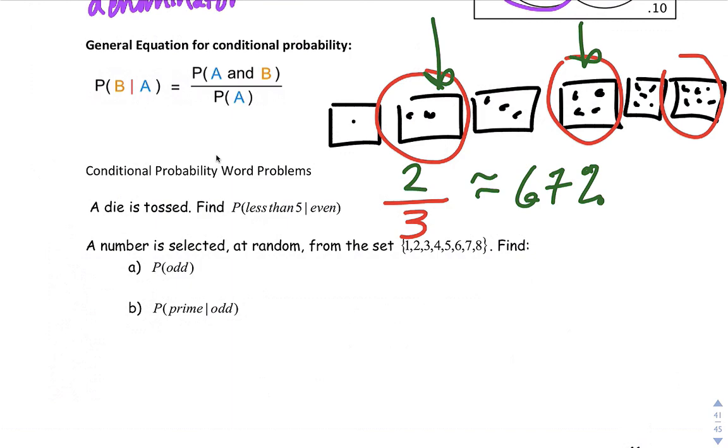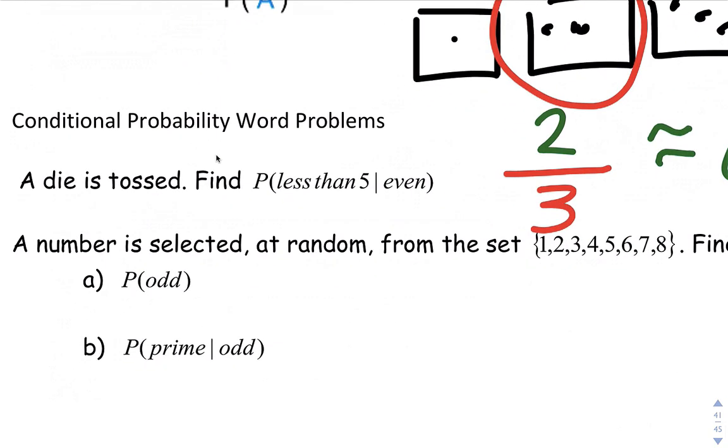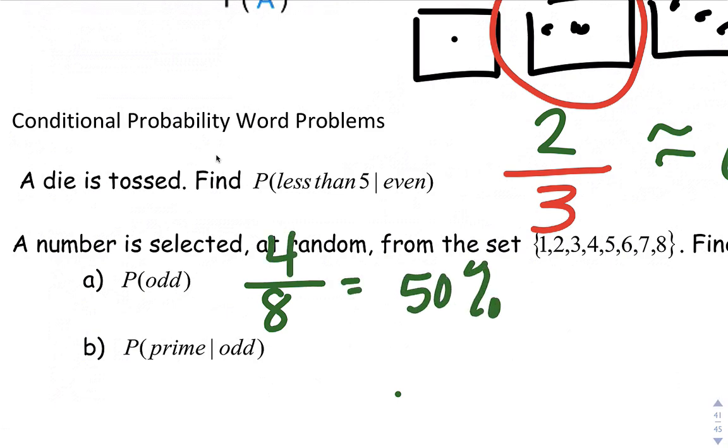Find the probability. Oh, a number is selected at random from this set, 1 through 8. Find the probability it is odd. Okay, so there are 1, 2, 3, 4, 5, 6. There's 8 numbers. I don't know why I counted. And the probability that's odd, 1, 2, 3, 4 of them are odd. So you would say 50% of them are odd.